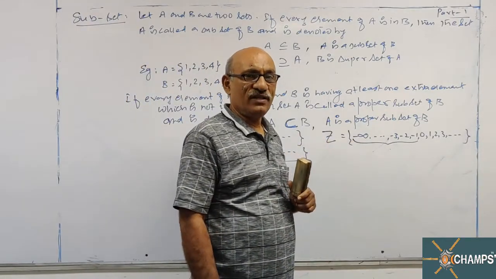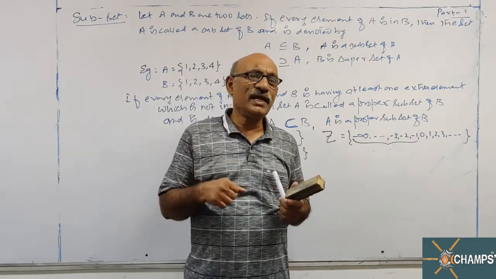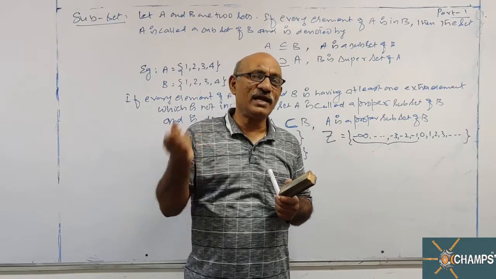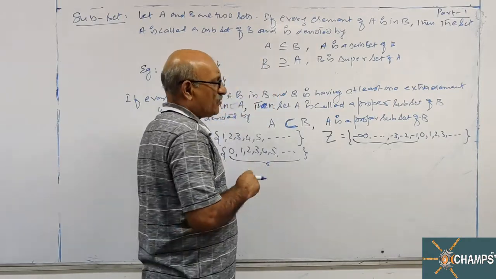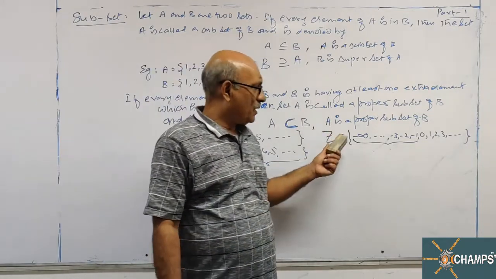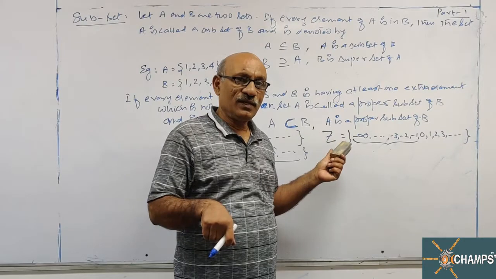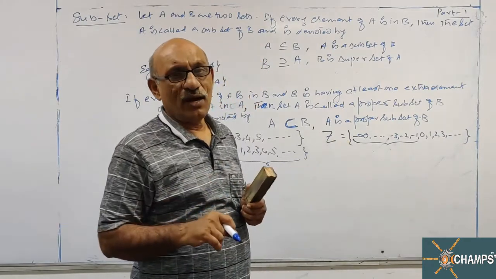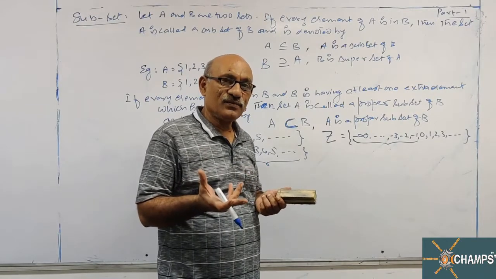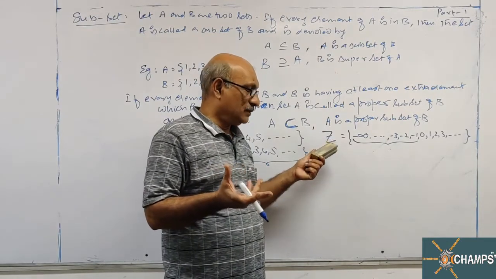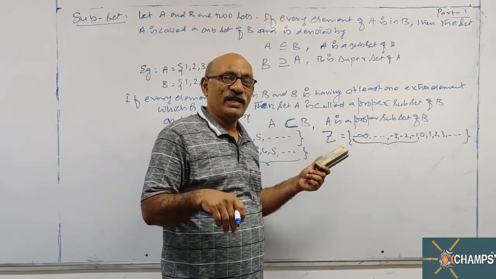In the same manner, when I consider real numbers, means rational numbers and irrational numbers, integers does not have irrational numbers. Therefore, I can say real numbers is a superset. So integer is a subset of real numbers.